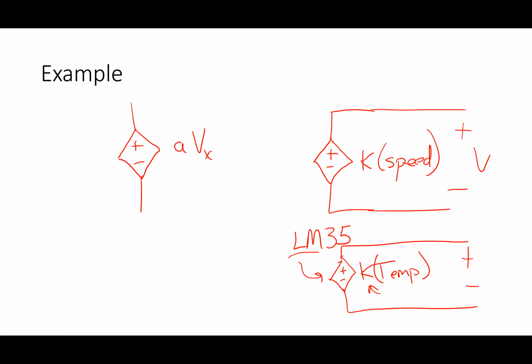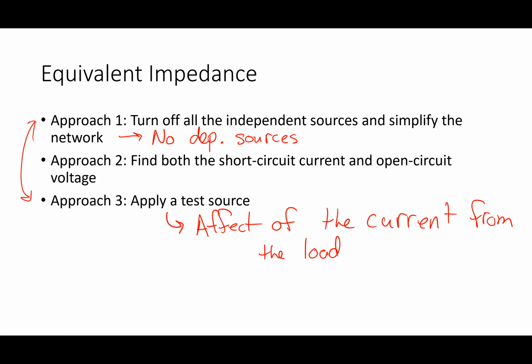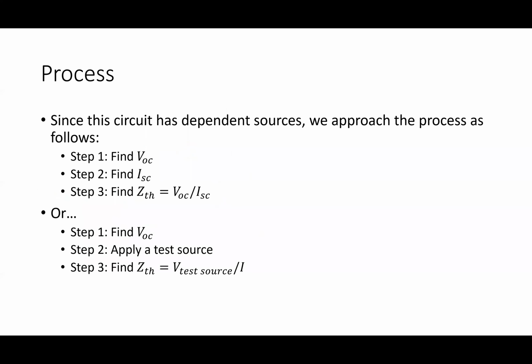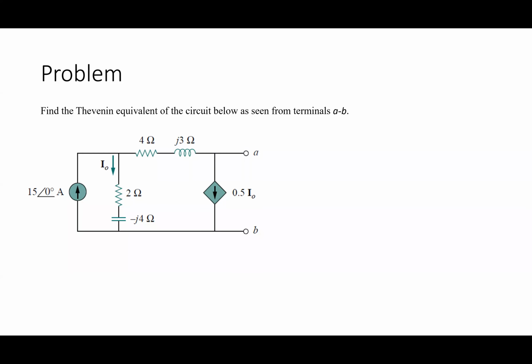All right, so all that said, let's take a look finally at an example. Let's say I want to find the Thevenin equivalent for this circuit at the terminals A, B. If I want to do that, what's my step number one? Well, this circuit has a dependent source, right?